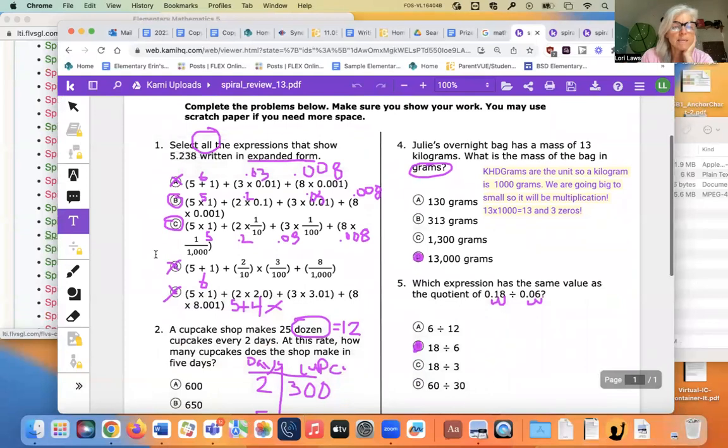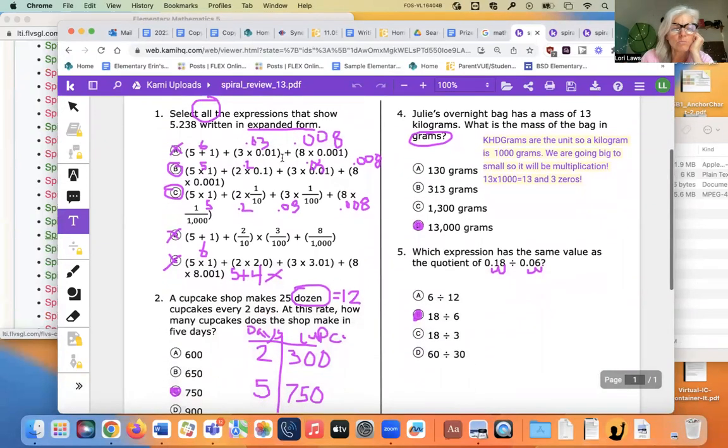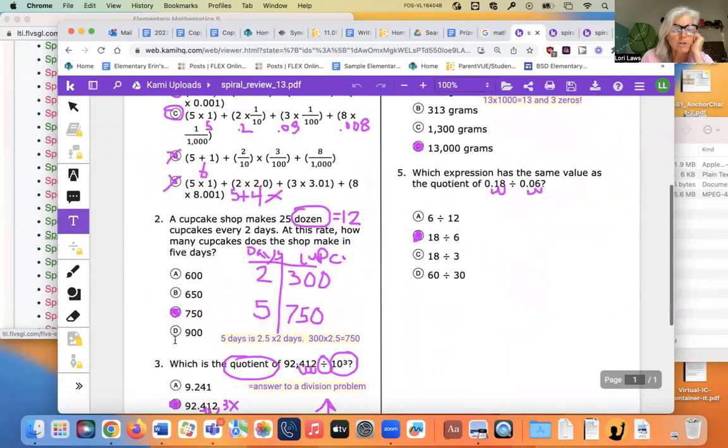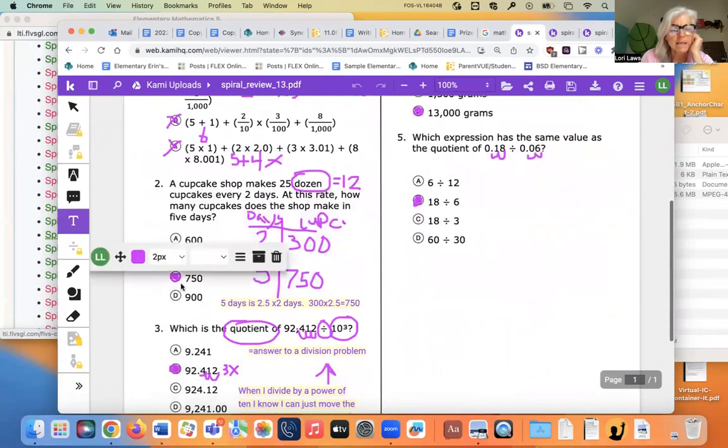Problem number 1, B and C. The other 3 didn't work out. This one came to 6, this one came to, and you just have to work out each number and then add it all together.